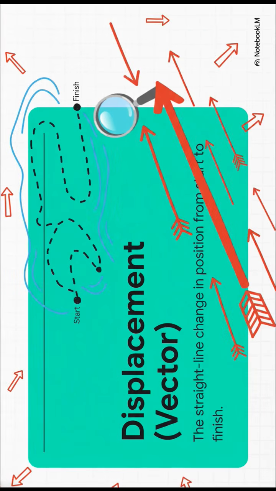But physicists like to be a little more precise. And that's where displacement comes in. See, displacement couldn't care less about the scenic route you took. It only cares about the shortest, straightest line from your starting point to your finishing point. And because that line points somewhere, it has a direction. We call that a vector.